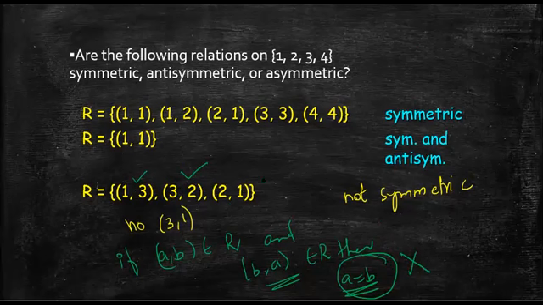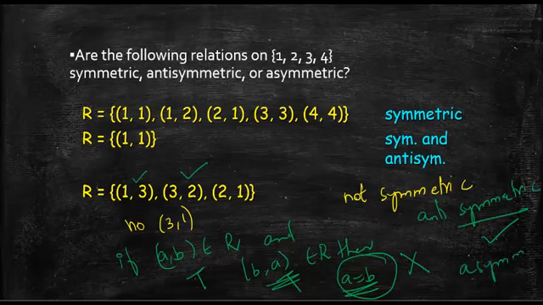We don't have (1, 2). We don't need to verify the A is equal to B condition, because if you remember the rule for conjunction, only if both of them are true will the entire statement be true. But here one of them is not present in the relation. So you don't need to check for A is equal to B. So the relation R is antisymmetric. What about asymmetric? Since it is not symmetric, it is obviously asymmetric.